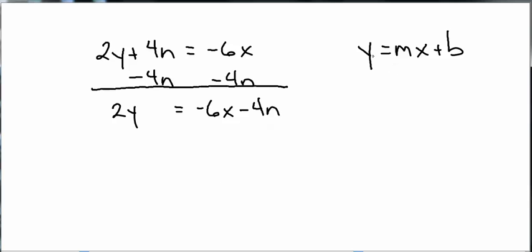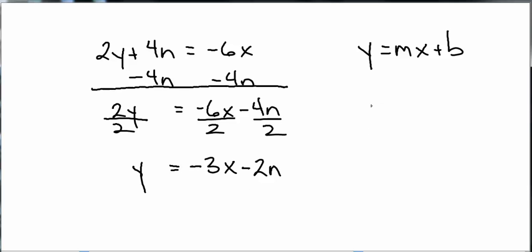Now we're getting closer to this form, aren't we? Now what's out of place? That 2 needs to get gone. Divide everything by 2. And your y is going to equal negative 3x minus what? 2n. Very good. So, slope. Slope's negative 3. What's your y-intercept? Very good.